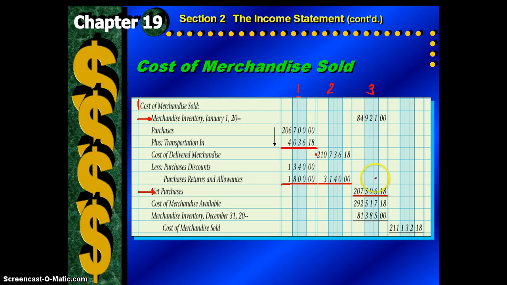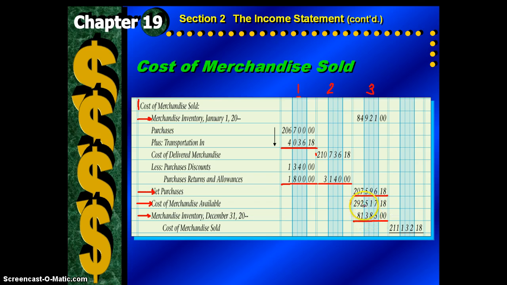We've got our two numbers, one above the other. We're going to take our merchandise inventory from January 1st, and we are going to add it to our net purchases to give us the cost of merchandise that is available for sale to our customers. That is $292,517.18. From there, we're going to put in our merchandise inventory at the end of the fiscal period or calendar year. And here's our merchandise inventory as of December 31st, and it's $81,385. From there, we are going to single rule.